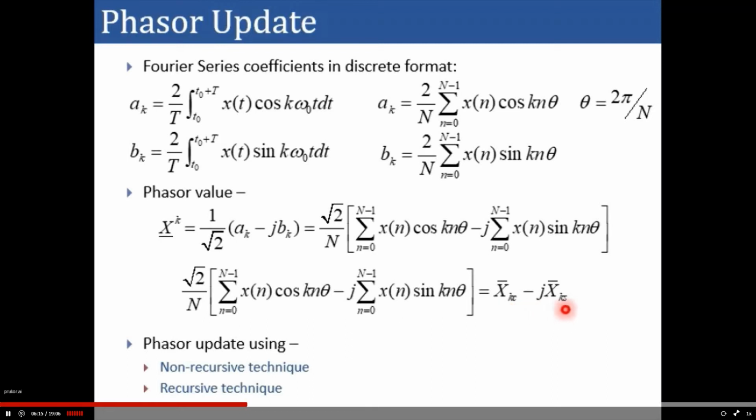Now how do we do the phasor update? We utilize two techniques. One is the non-recursive technique and the other is the recursive technique of phasor updation.